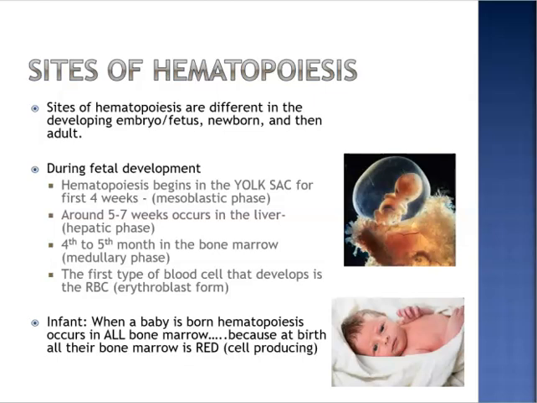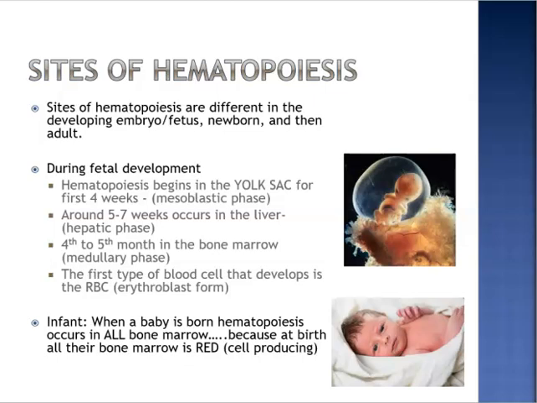Next up, at around 4 to 7 weeks, hematopoiesis occurs in the liver. This is known as the hepatic phase. At about 4 to 5 months old, the bone marrow starts to develop your red blood cells. This is known as the medullary phase. Sometimes you'll hear it referred to as the myeloid phase.